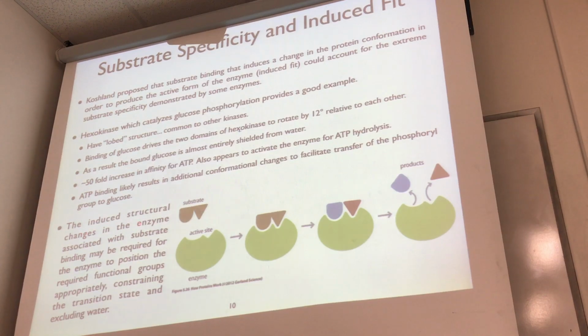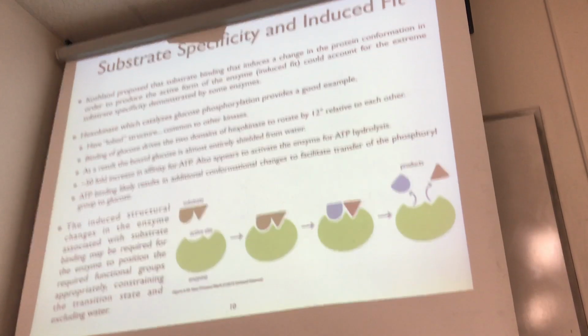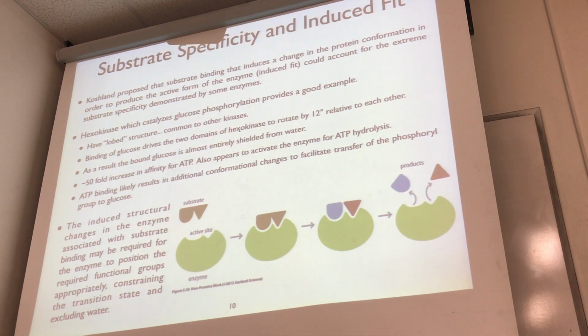The induced structural change in the enzyme associated with substrate binding may be required for the enzyme to position the required functional groups appropriately, constraining the transition state and excluding water. So in this conformational change, you bind the substrate, a conformational change is induced, and in the process, the groups that are interacting with the substrate may change or may distort or twist the substrate. And we'll see that in some examples. We do see this when we start talking about serine proteases and their mechanism, and we'll start seeing some other groups as well.